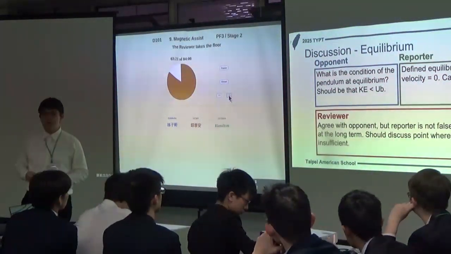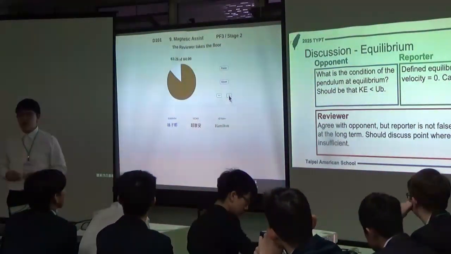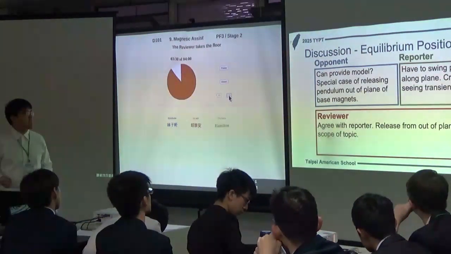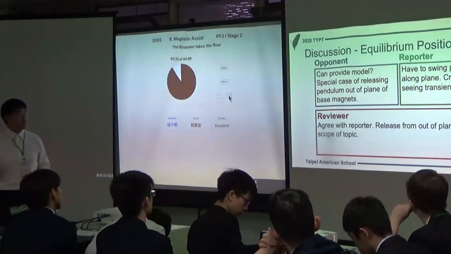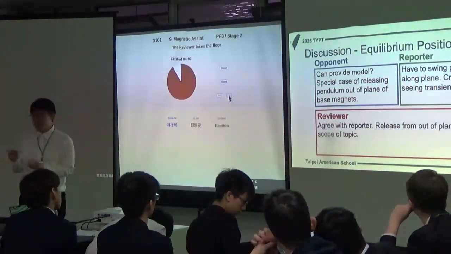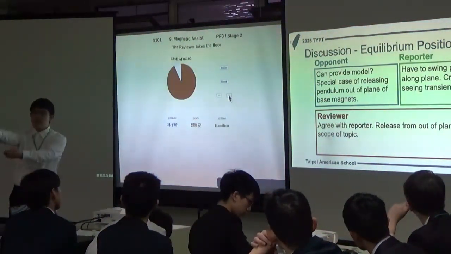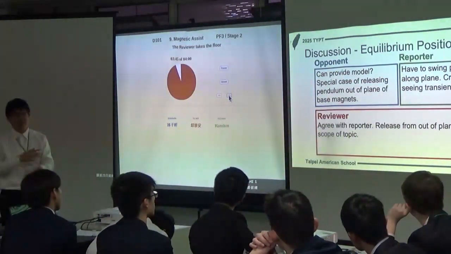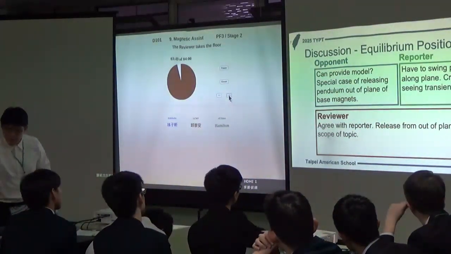An important point of discussion for both sides is the point where the K would likely become insufficient. They also talked about what can lead to the equilibrium position. The opponent offered releasing the pendulum out of the plane between the two bases, while the reporter says that swinging it along the plane is critical to making it exhibit the transient behavior, and I agree with the reporter. I think swinging it out of the plane is out of the scope of the topic.